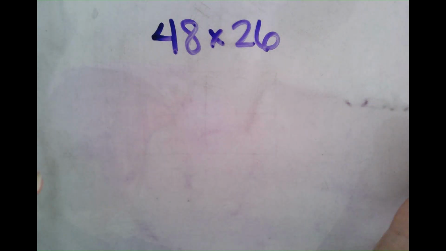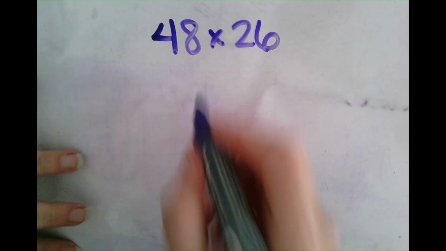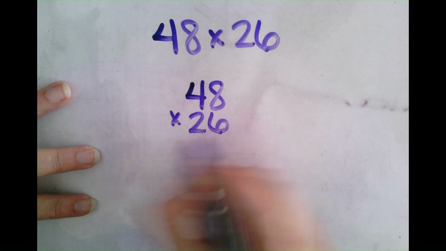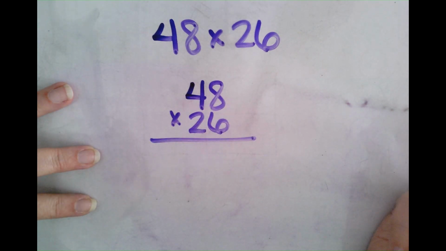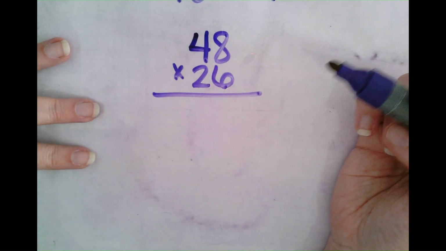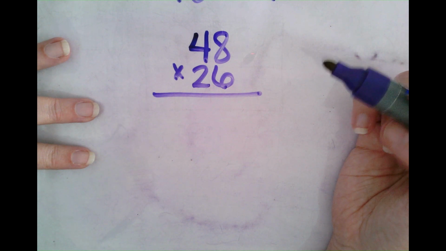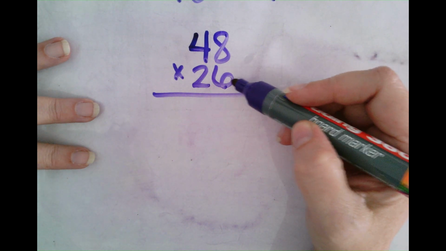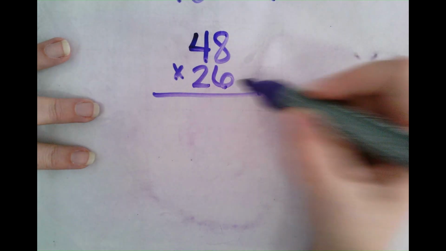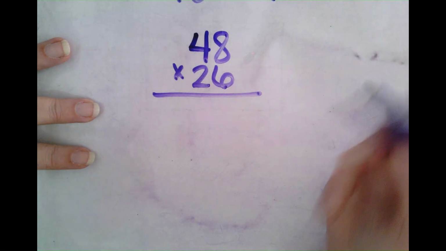Now let's try multiplying this with the standard algorithm. We start by stacking the numbers on top of each other. And then, just like in the partial product strategy, we start in the lower right with the ones place in the second number. We multiply that by the ones place in the first number. 6 times 8 is 48.